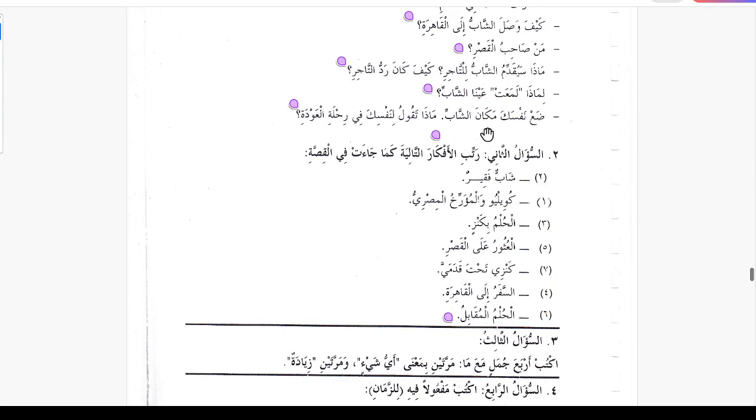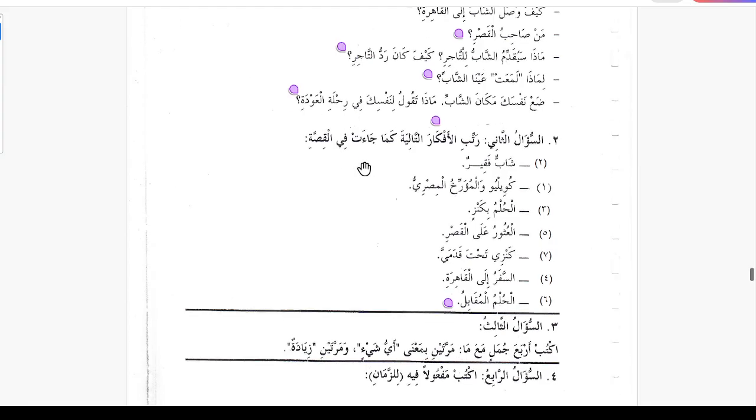Za nafsaka makani shabi, put yourself in the place of the young man. Maza takulu li nafsika fi rahlatil audati, what will you tell to yourself about the return trip? So I would say sa'andimu nafsi ala hazih rahlati, I will be ashamed of myself upon this journey. So I will be just ashamed of what I did. Okay, that was question number 1.